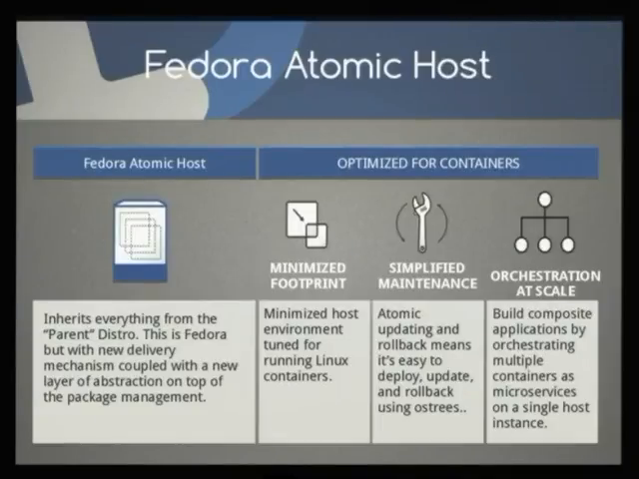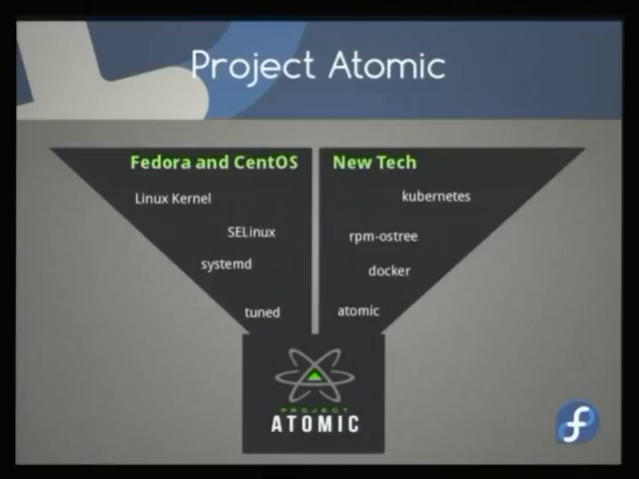So atomic updating and rollback means that it's easy to deploy, update, and rollback using OSTrees. And what OSTrees are, I'll actually talk about in a minute, but that's our new deployment artifact in terms of how we actually do that. And then orchestration, and that's where the Kubernetes piece comes in, and we'll talk about that briefly.